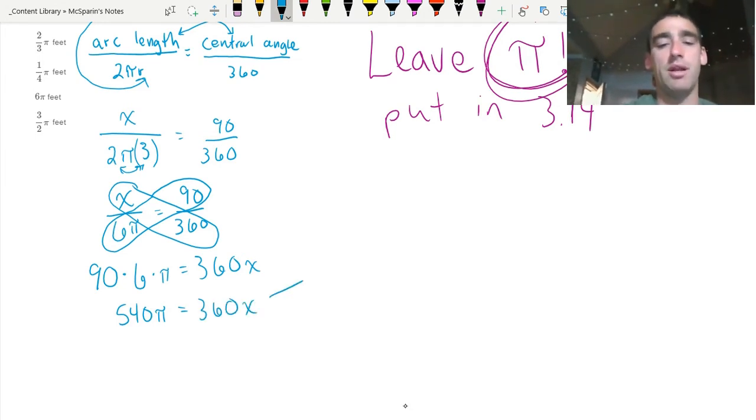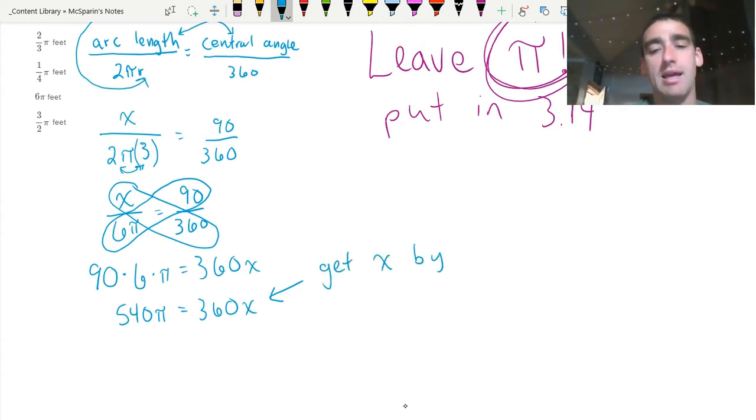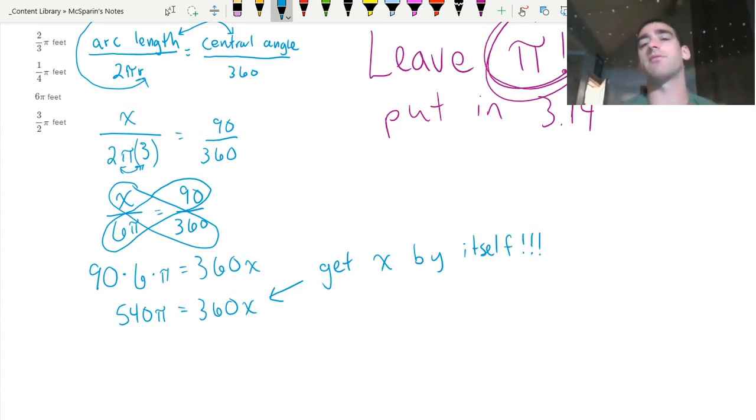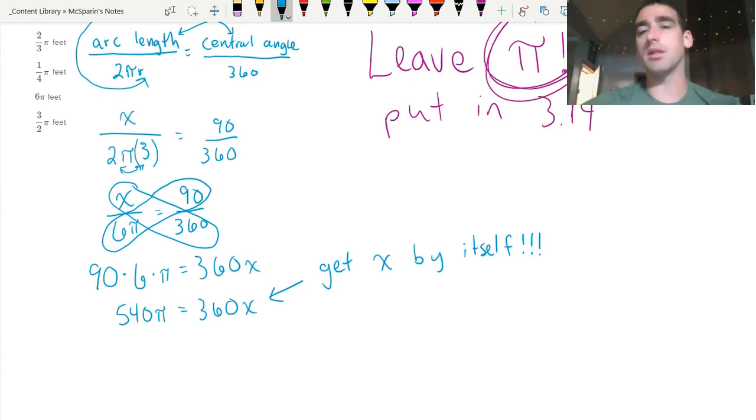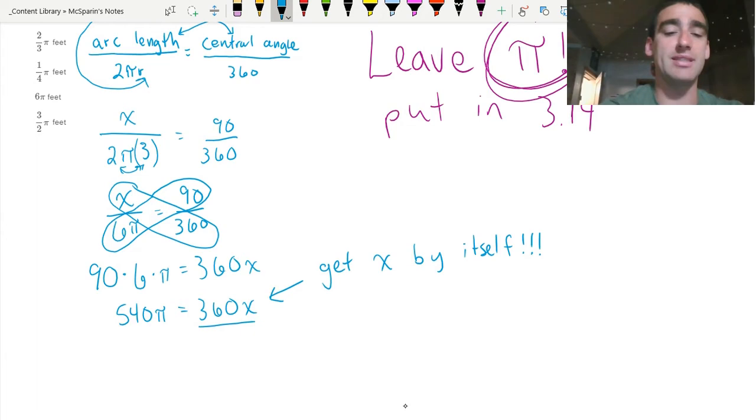Now, I'm going to put a note in here to sort of guide you. Get x by itself. I know that sometimes some of you guys that are a little bit less comfortable with algebra, you get a little bit lost in the middle of this. And I want you to remember that the whole point is to get x by itself. That's the whole point of all of this, okay? Right now, x isn't by itself. There's 360 with it, so I'm going to divide by 360.